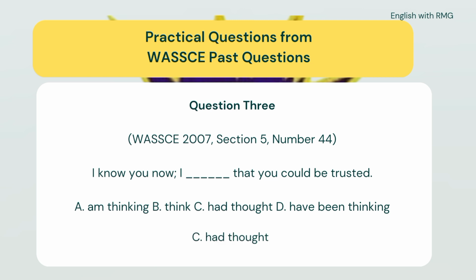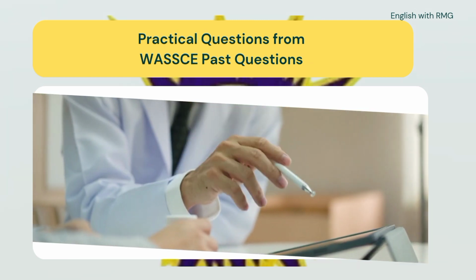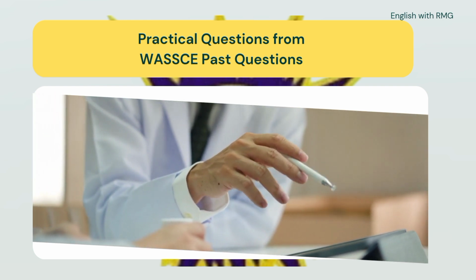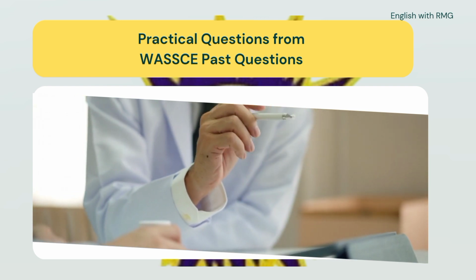So my answer is going to be what? C, had thought. I know you now. I had thought that you could be trusted, because the trust I had was in the past. In this moment, I no longer trust you. Do you understand? So, I hope you've understood the rules guiding both simple and complex sequence in your WAEC grammar question.